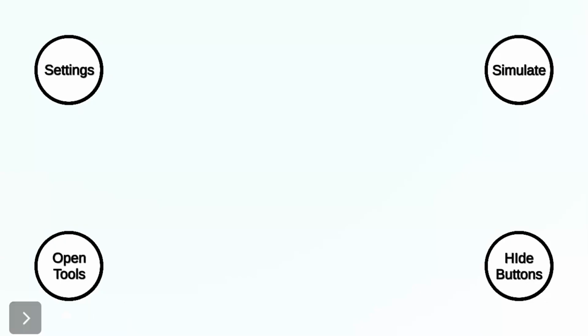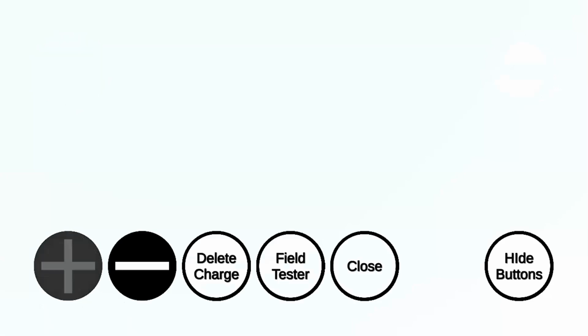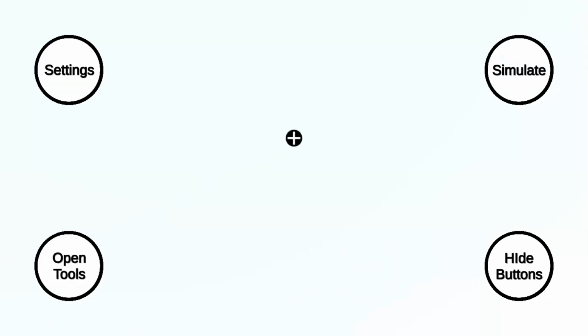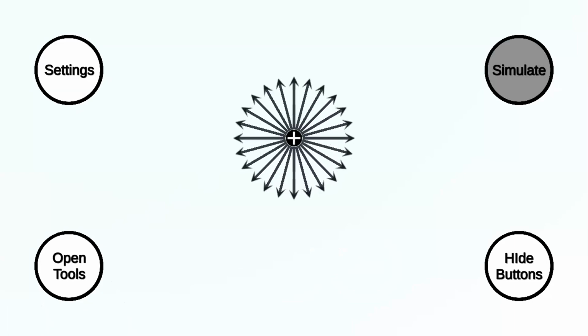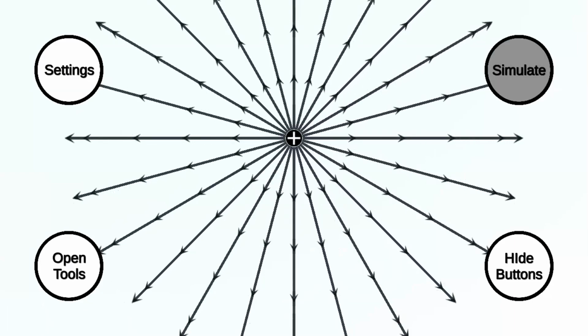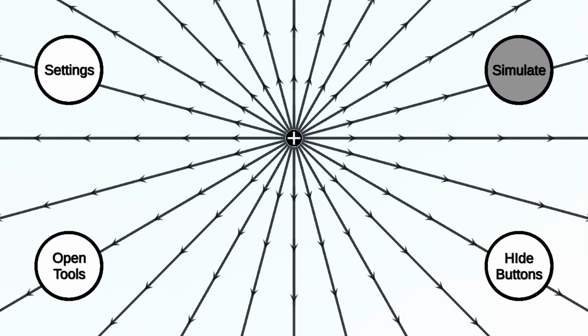Is it visible? Yes, sir. Okay. Now I will take a positive charge and observe the field of the positive charge. Now I have only one positive charge in the universe. I just simulate it. What's happening? The field lines are radially going outwards, continuously.